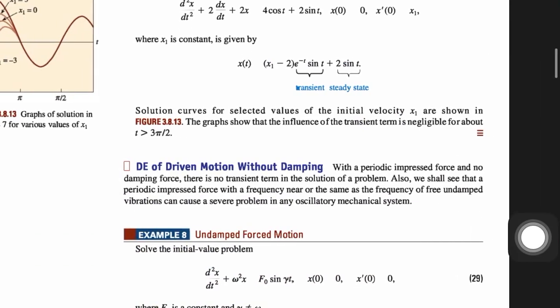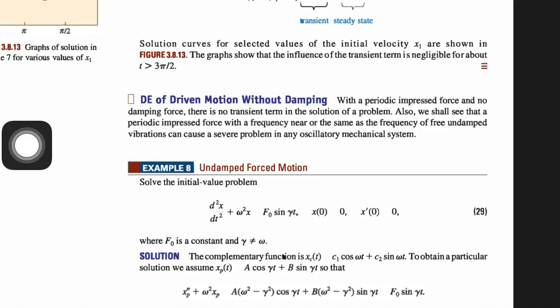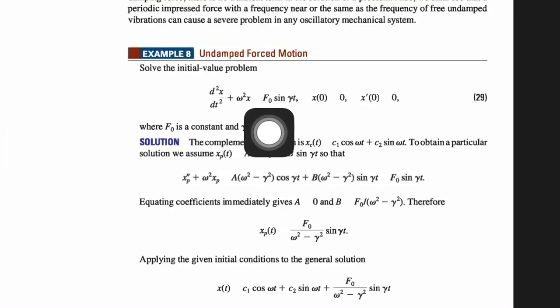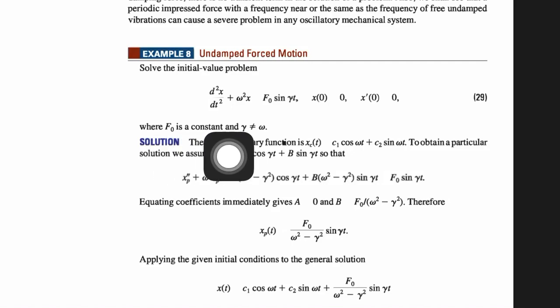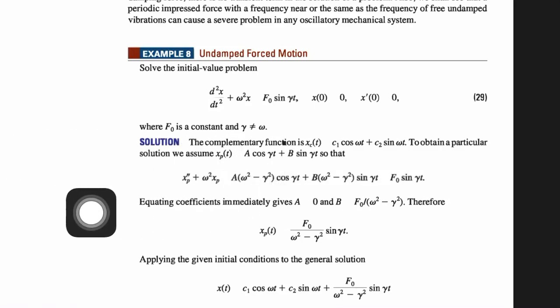Further, we have the differential equation of driven motion without damping. I am going to explain this with an example here. This is the question given here. This is the initial condition, where f naught is constant and gamma is not equal to omega.